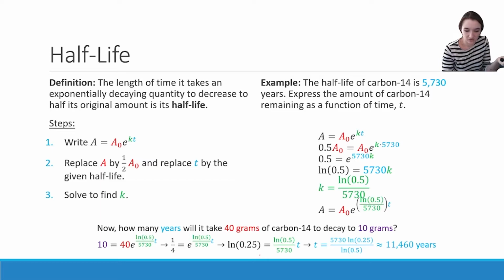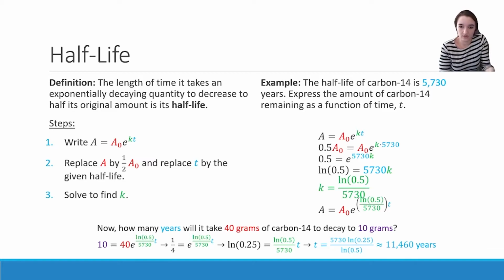I then take the natural log of both sides. Yes, I'm writing it as its decimal version just for simplicity. Then we divide by k, and I get this t value, which again, I would want you to present as an actual number of years, so 11,460 years. So if a scientist had something that should have 40 grams of carbon and now has 10, they could then state, oh, it's 11,460 years old.